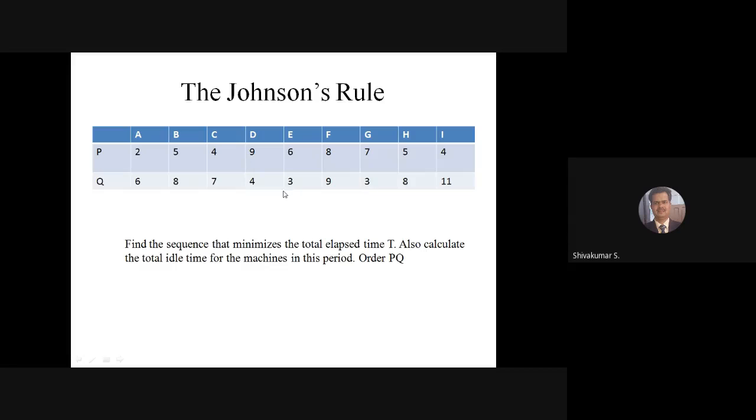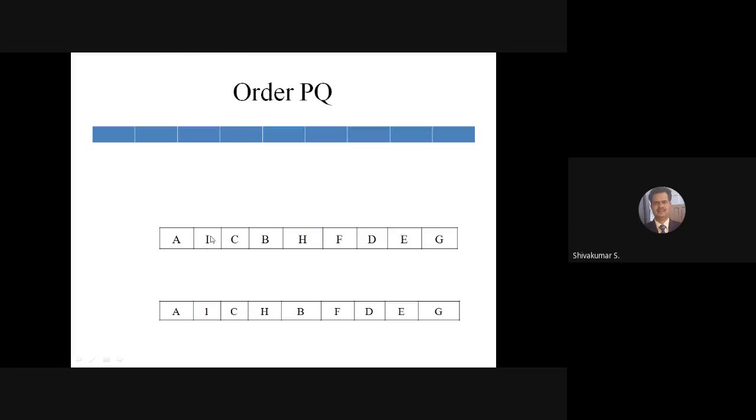Next, now 4 is there. Machine 4 is D, whereas job I is also 4 minutes. But job I is on P, whereas job D is on Q. So now you have to assign job I on P, and for Q you are going to assign D because the processing time is 4. Whereas I also has processing time 4, but for machine P.